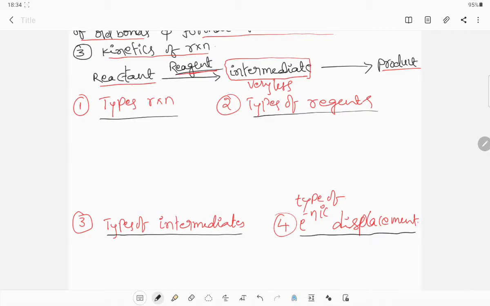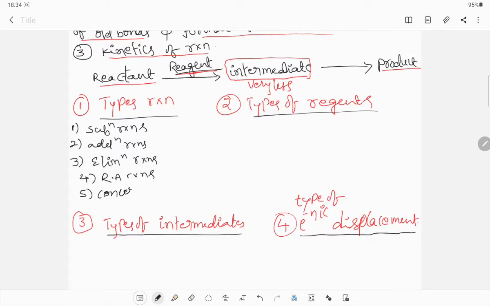Now see here, types of reactions are many. Mainly five types of reactions are there: substitution reactions, addition reactions, elimination reactions, rearrangement reactions, and concerted reactions. These are the types of reactions. And the next one, what type of reagents we can use during the reaction.